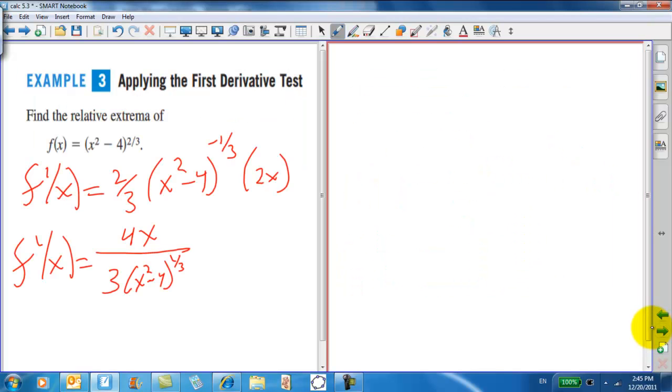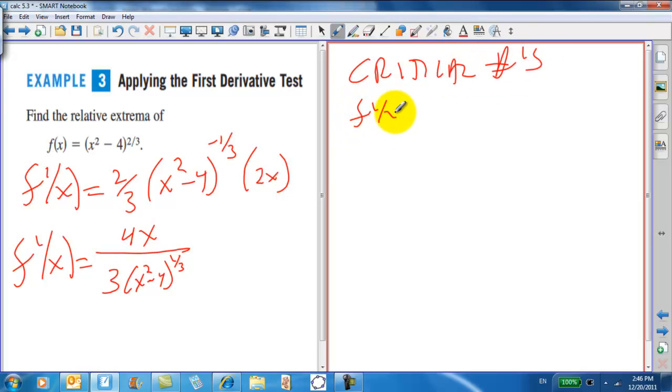So we have a couple possibilities for critical numbers now. For critical numbers, remember it can be where the derivative equals 0. So in this case, that's where the numerator equals 0. So we set 4x equal to 0.